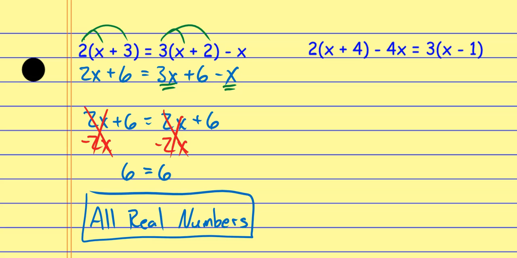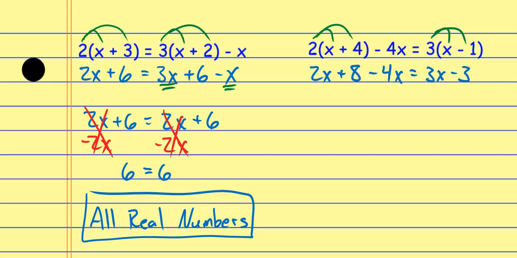If I look at the next one, again, my distributive property, I'm going to distribute this 2. On the other side, I can distribute that 3. So I do my distributive property. Again, 2 times x is 2x. 2 times 4 is an 8. The other term, 3 times x is a 3x. 3 times a negative 1 is a negative 3, so minus 3.